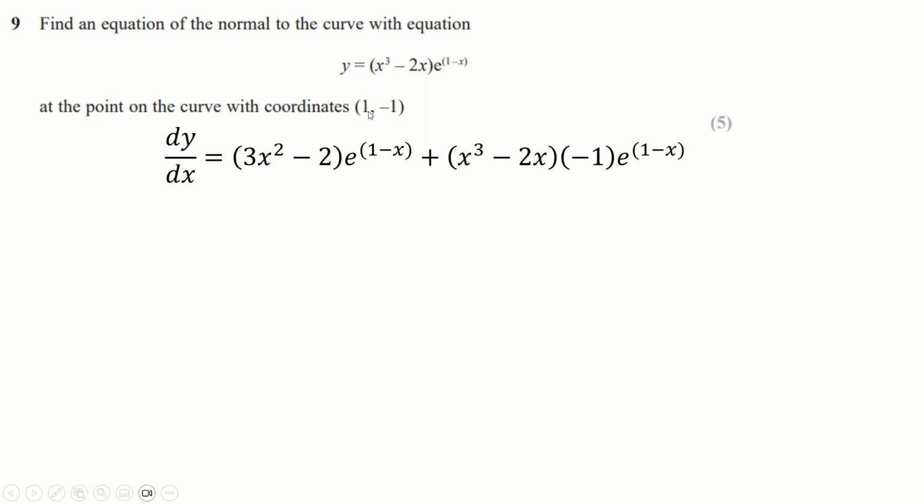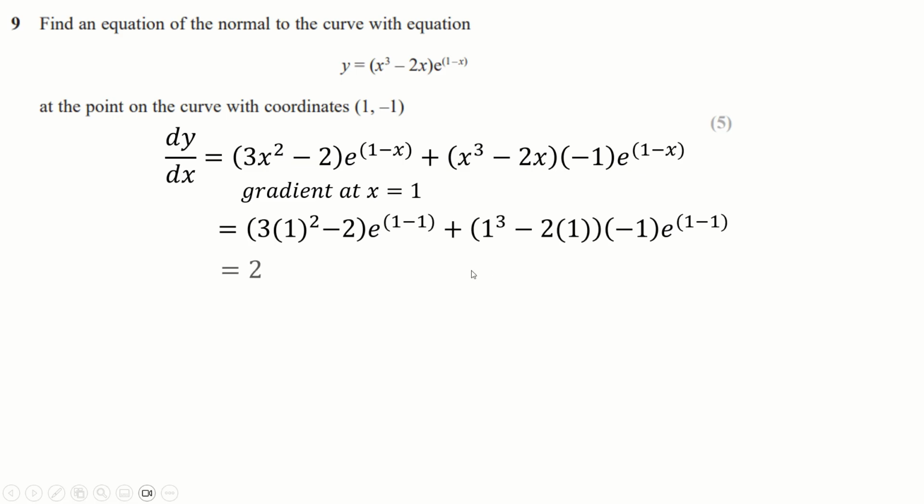We need to put in x is 1 into this to find the gradient at x equals 1. So just put 1 into all of this and type it into a calculator. You get 2. Obviously, then we're looking for the equation of the normal. So our gradient, the normal, is going to be -1/2, so the negative reciprocal. And then we can just immediately do y minus y1 equals m times x minus x1. So y minus -1 equals -1/2 times x minus 1.